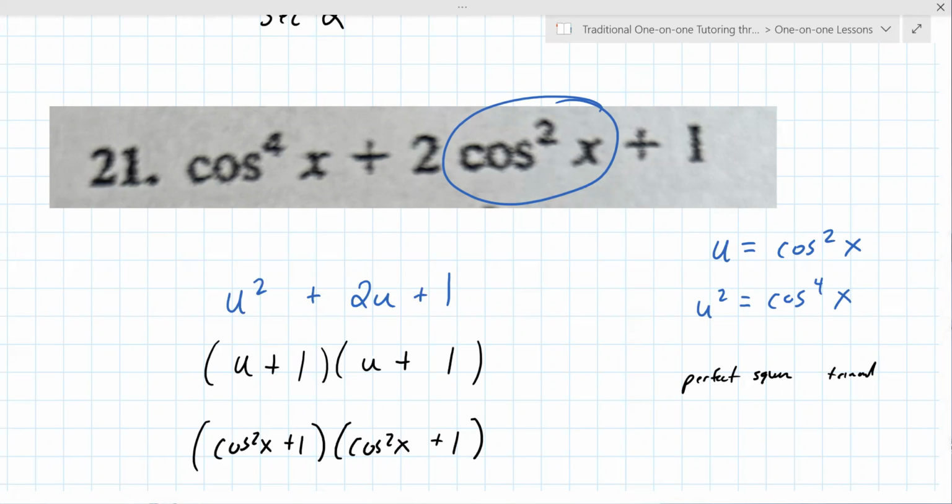So that's it. It may look like maybe these simplify, maybe there's something you can do here. There is not. Cosine squared x plus 1 is nothing. It's not an identity. Right. Let's look at 23 now.